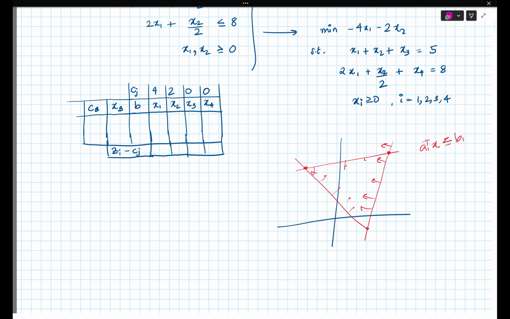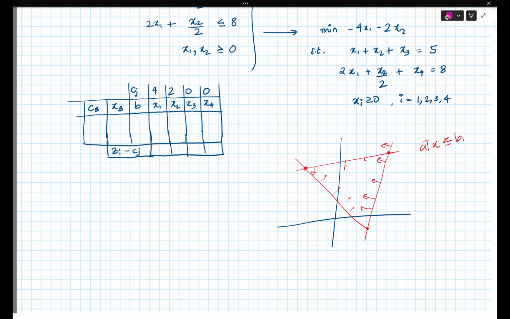So the simplex also does the same thing. It goes from vertex to vertex, but you need to start with some vertex and then go to the neighboring vertex where the objective value decreases. That is the basic principle in simplex. You start with a vertex and go to a neighboring vertex where your objective value decreases.